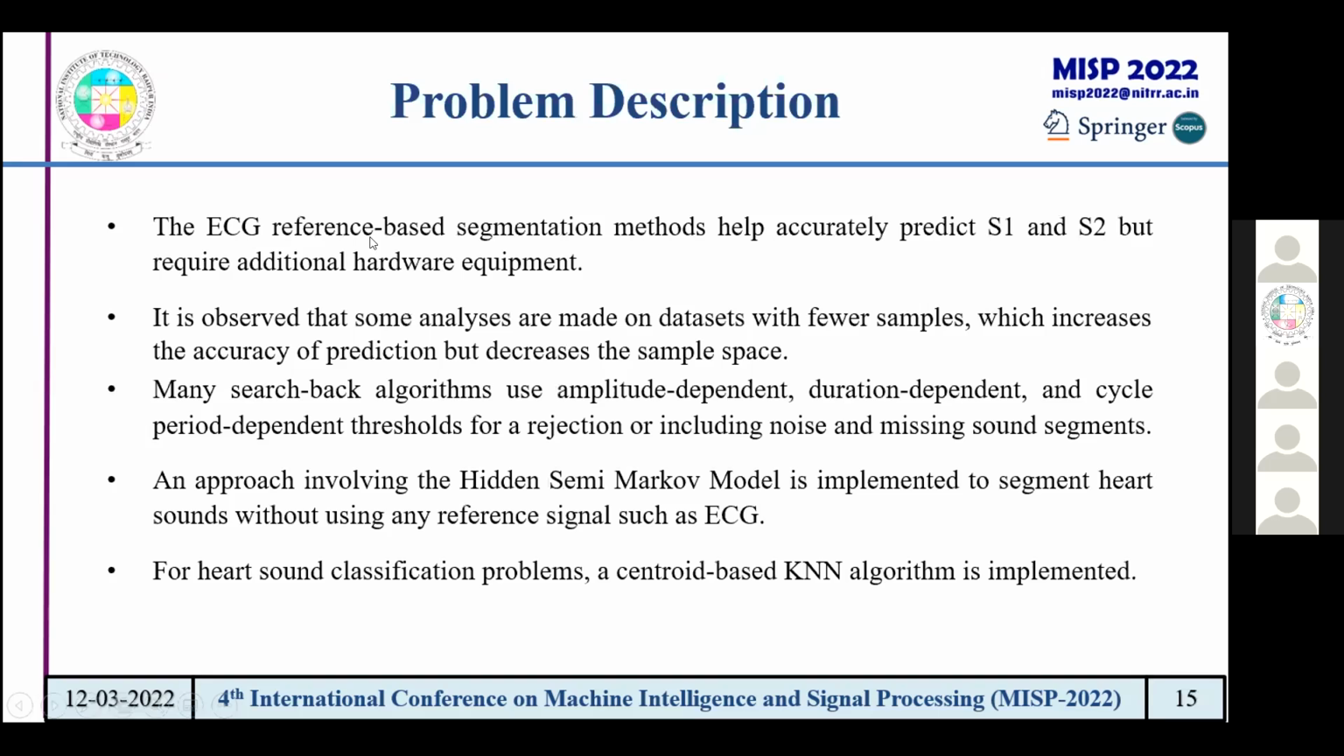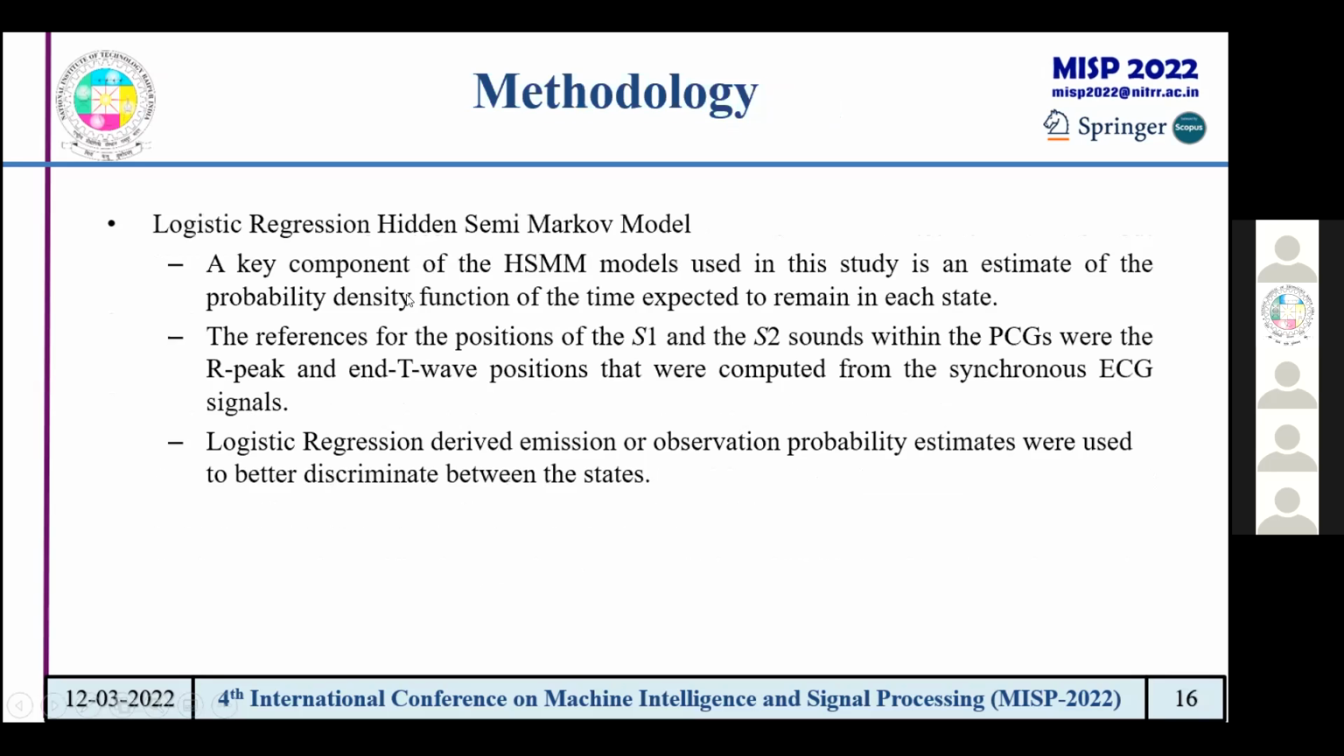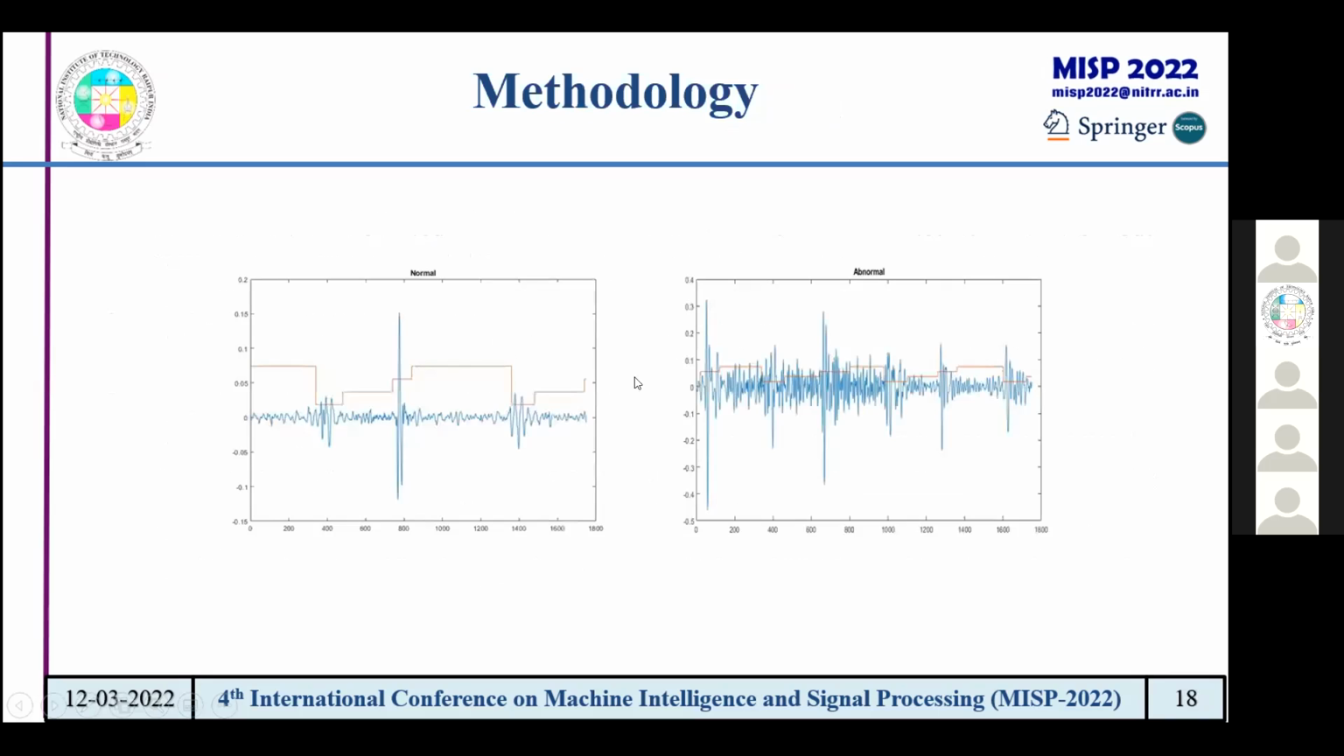Methodology, as I just explained: ECG reference-based segmentation techniques are used. Based on that, for the 409 signals with audio that I have, the S1 and S2 are segmented. This is the segmentation plot, with 1, 2, 3, and 4. So I have made 4 stages.